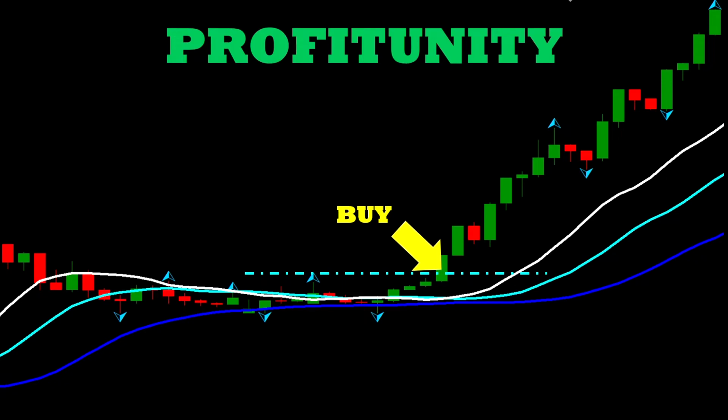Fractals are used further along in a trend as well for topping up your trades on retracements. And other Bill Williams indicators such as the awesome oscillator or the accelerator oscillator are sometimes used too. We've done videos on all those indicators plus the alligator. If you want to check them out, they are linked in the description.